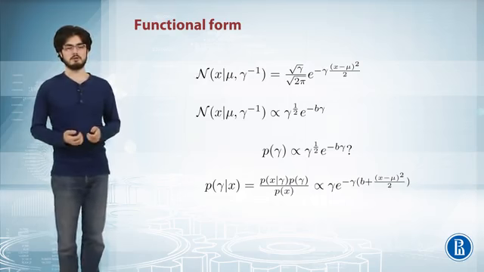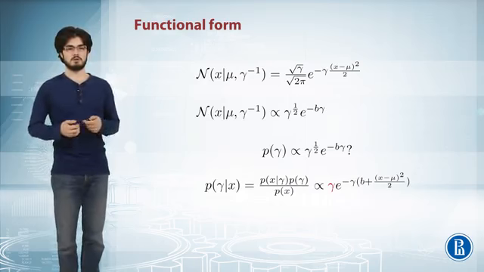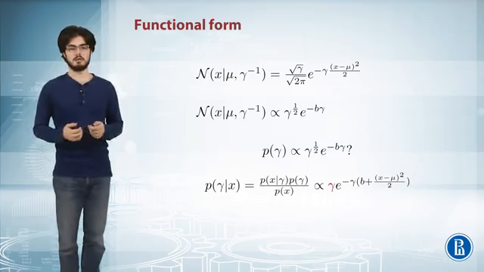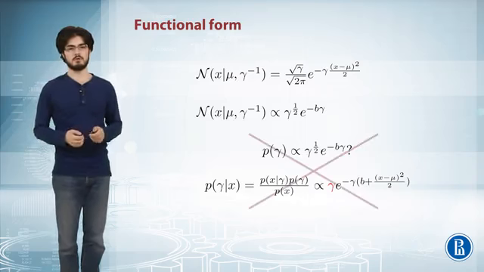If we rearrange the terms, we see that the gamma now has the power of 1, which means that it doesn't lie in the same family of distributions. The one that we considered before had the power of 1/2. So this is a wrong answer.